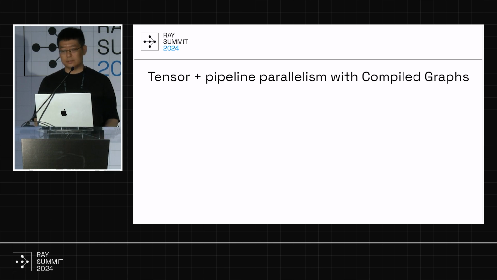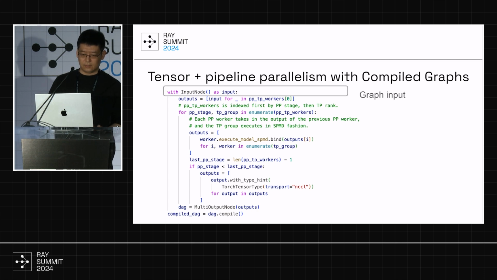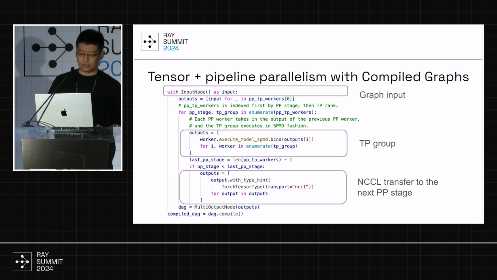We also implemented tensor and pipeline parallelism with compiled graphs in vLLM. As you can see from the core implementation, the code is really short. From a high level, the compiled graph takes the request as the graph input. Then for each tensor parallel group, the workers just execute the model, and their outputs are transferred to the corresponding workers in the next pipeline parallel stage.